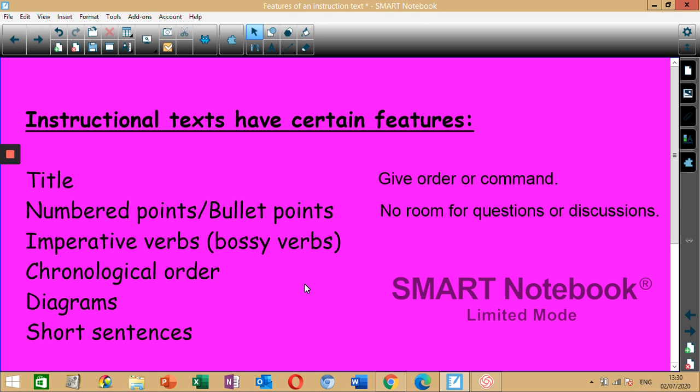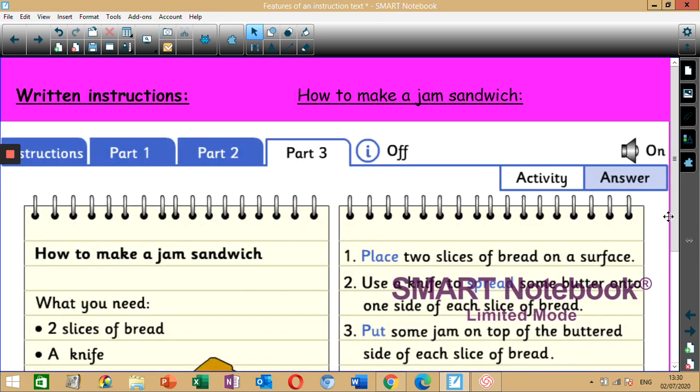What do we mean by chronological order? So we've just gone through non-chronological reports, and we know that non-chronological reports, it's written in no time order. So chronological order means that it is written in the correct order, the correct time order of how the events take place, or in our case, how the instructions take place. Well done. We have diagrams.